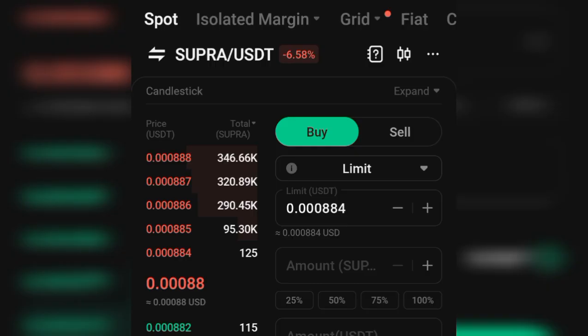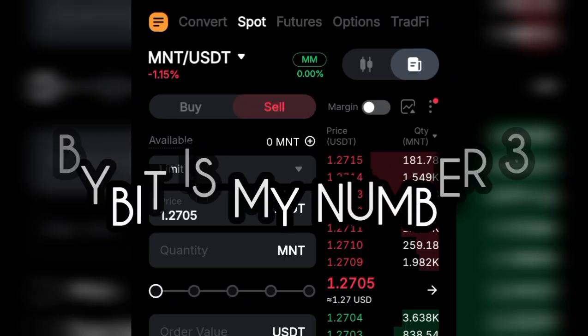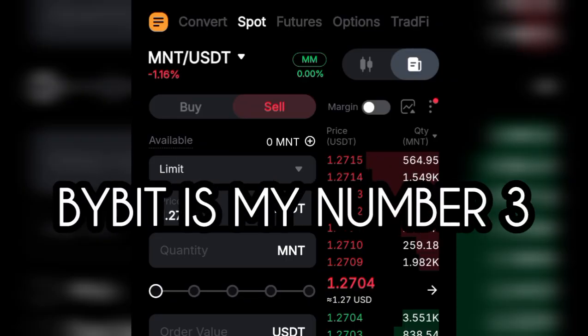They're going to be evaluating how it works, whether it's worthy to be on their platform, and whether it's going to be delisted. So you don't want to ever get close to any coin that has ST on it. Okay, you guessed right. Bybit is my number three choice of platform.